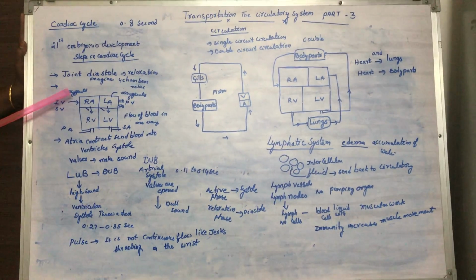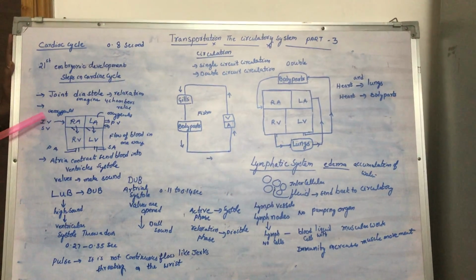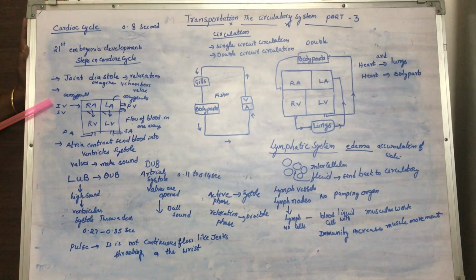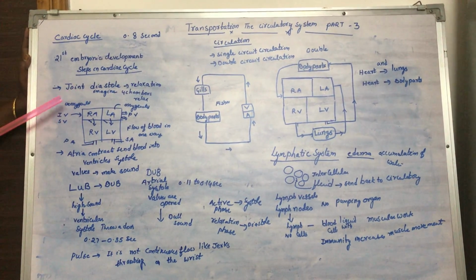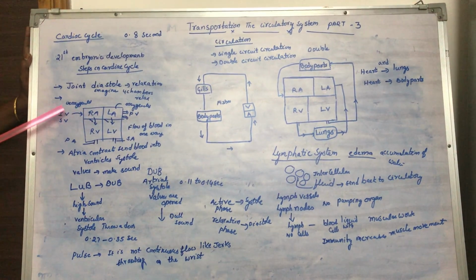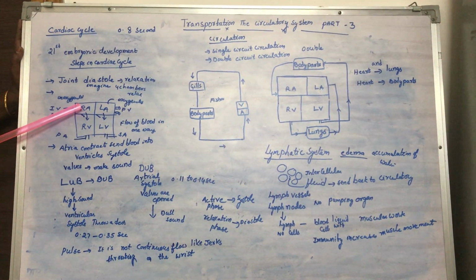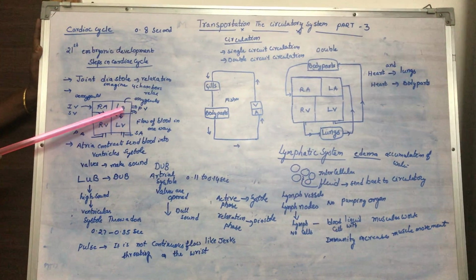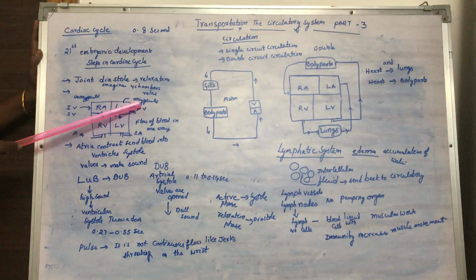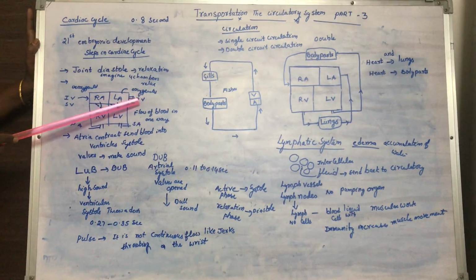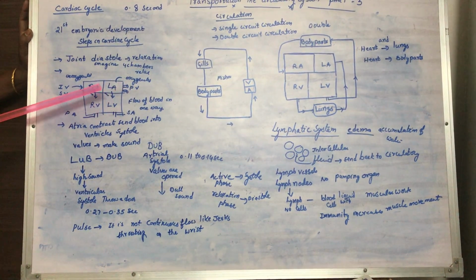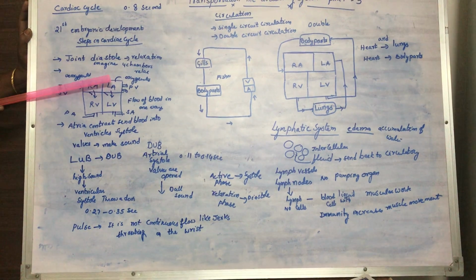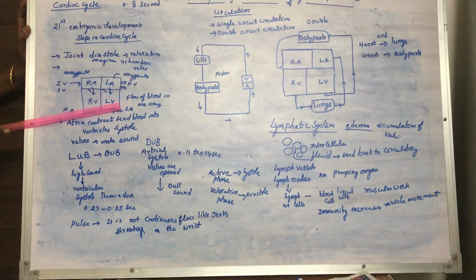Now what will happen? The right auricle receives deoxygenated blood from the superior vena cava, inferior vena cava and caval veins. All these veins which carry deoxygenated blood open into the right auricle. Similarly, the left auricle receives oxygenated blood from the lungs via the pulmonary veins. Now all these four chambers are in the relaxation stage.